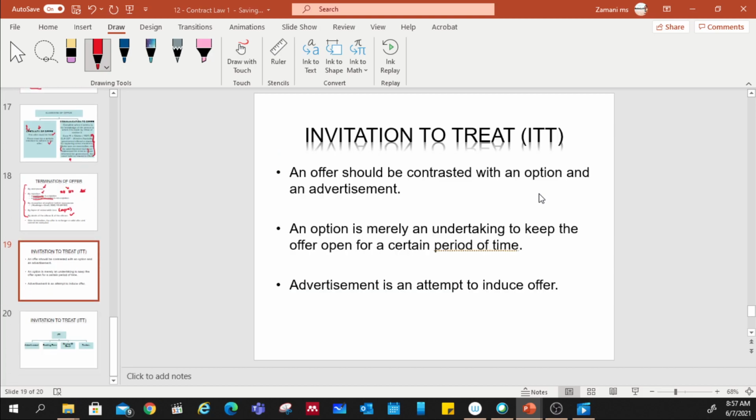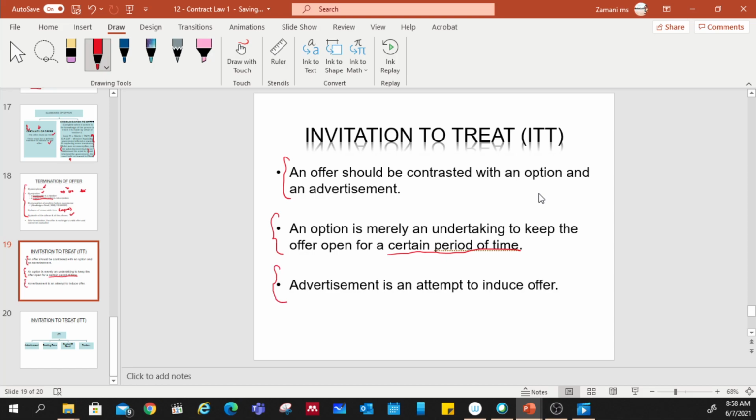This is about the invitation to treat. An offer should be contrasted with an option and an advertisement. An option is merely an undertaking to keep the offer open for a certain period of time. After that, there will be no more. The advertisement is an attempt to induce an offer.